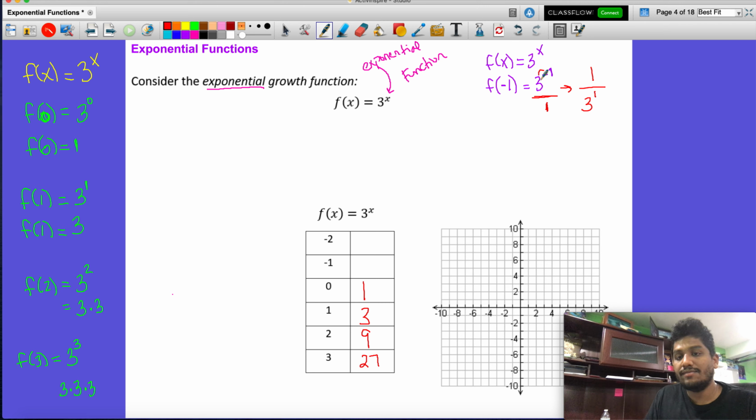So here it's negative, all right? And when we flip it, it becomes positive, making it 1 over 3 to the 1st. But 3 to the 1st, we already know from this piece over here, is just 3. So this becomes 1/3, okay? Same exact thing now for a negative 2. This becomes 3 to the negative 2. When you flip it, it becomes 1 over 3 to the positive 2, which is just 1 over 3 times 3, which is 9, making it 1/9.